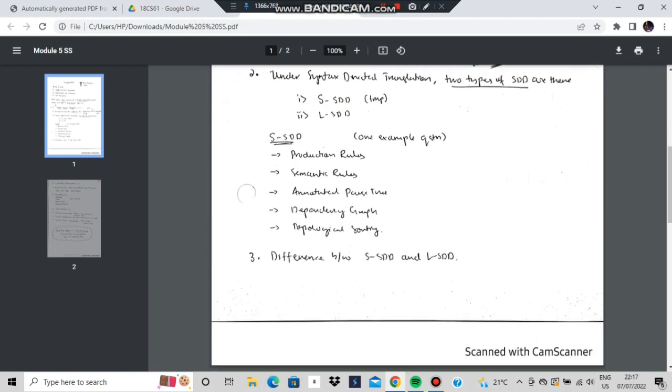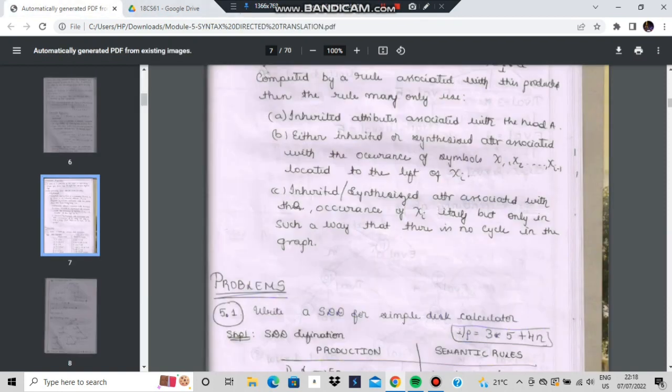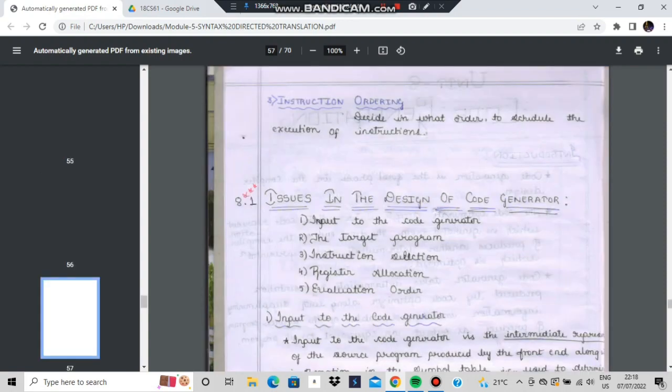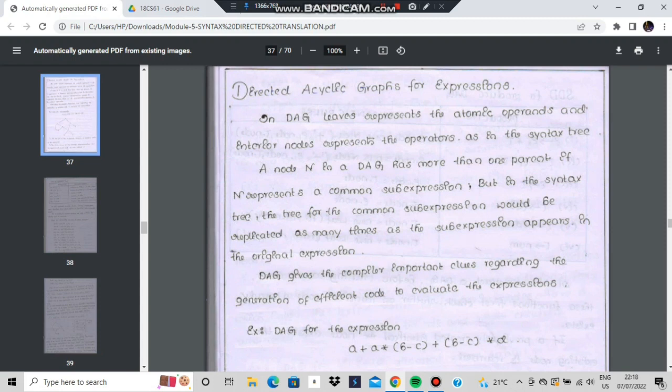Let's move on to the second chapter, which is intermediate code generation. For that, the first thing you need to know is the DAG, which is the short form of directed acyclic graph. So let's go to the DAG part. Okay, so that is present on which page? In page 37 you will get this one, directed acyclic graph.